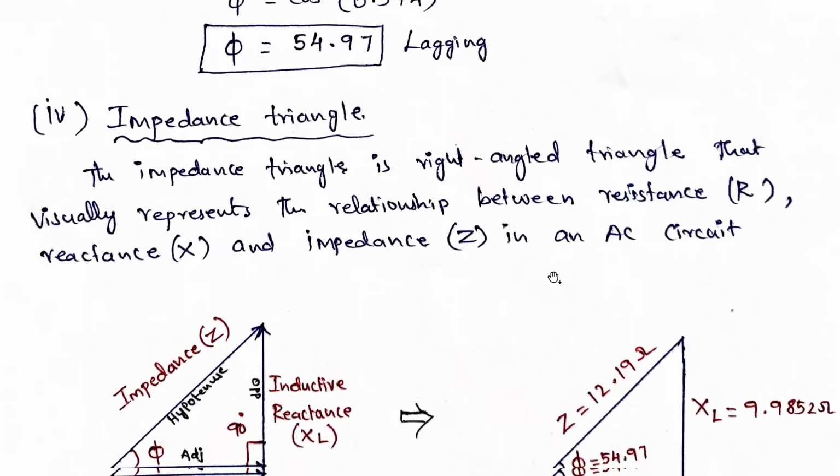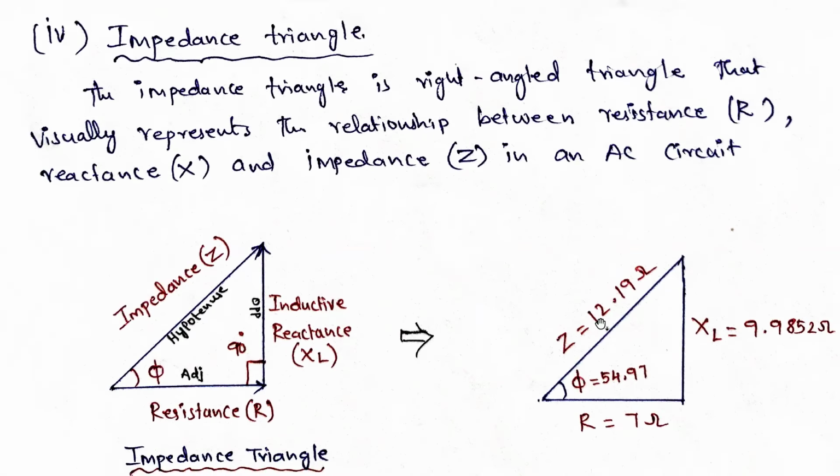Now, just substituting the values. Z is equal to 12.19 ohms, the resistance R is equal to 7 ohms, and the inductive reactance XL is equal to 9.9852 ohms. Okay, so what is the phase angle phi? Phase angle phi is 54.97 degrees. So, that is all about the impedance triangle.